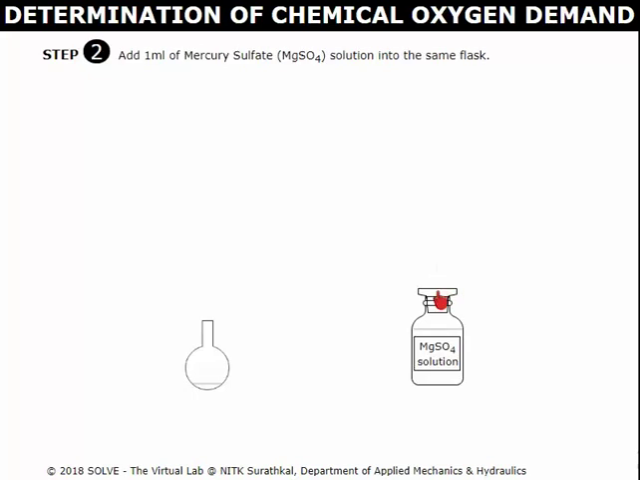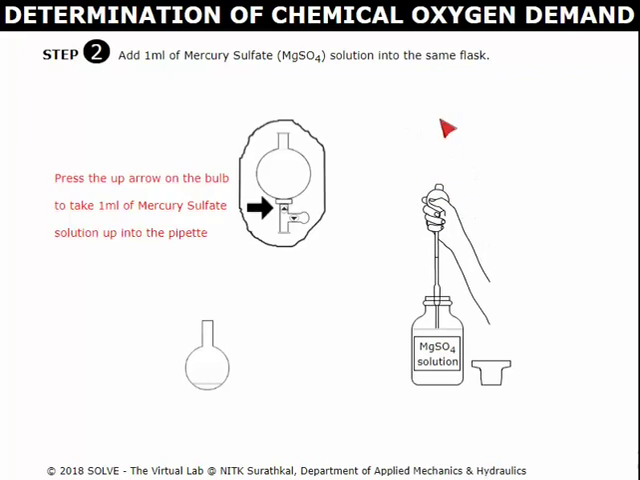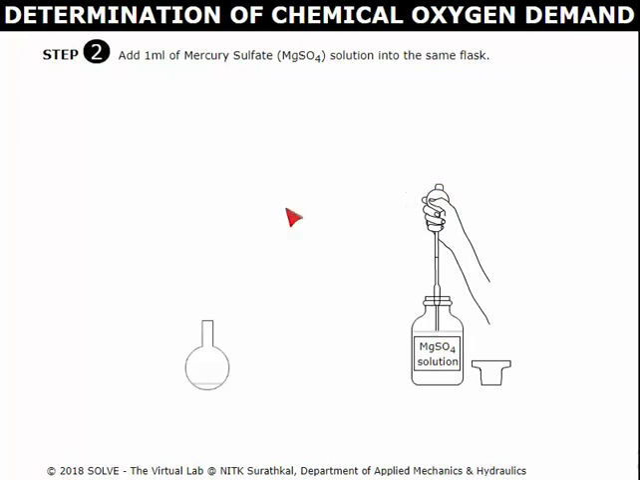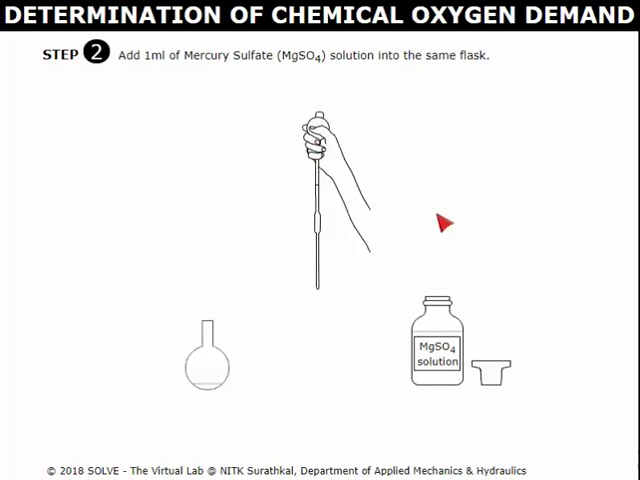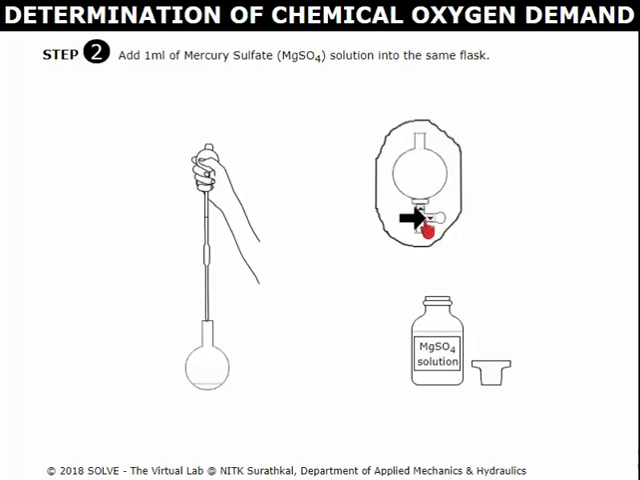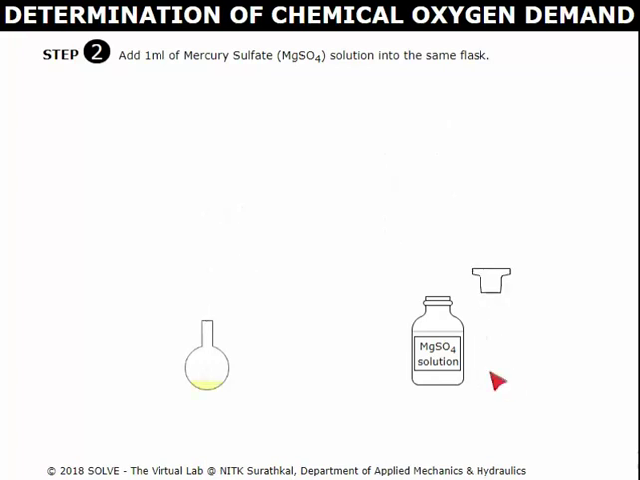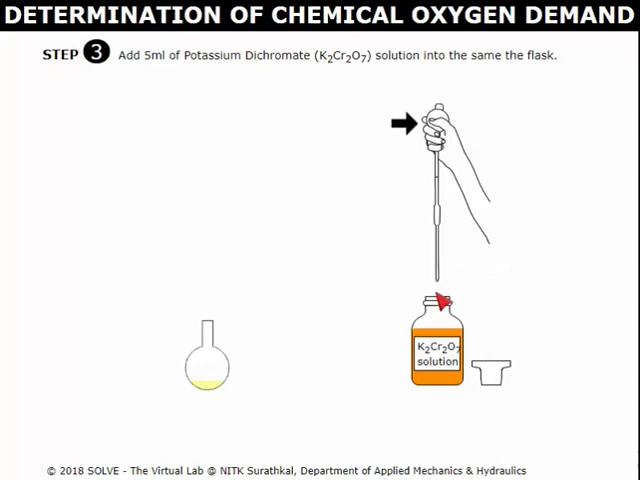Click here to open the lid. Click on the pipette to place it in mercury sulfate solution. Click here to pipette 1 ml of the solution. Click here and click on the downward pointing arrow to release the solution into the flask. Close the lid.